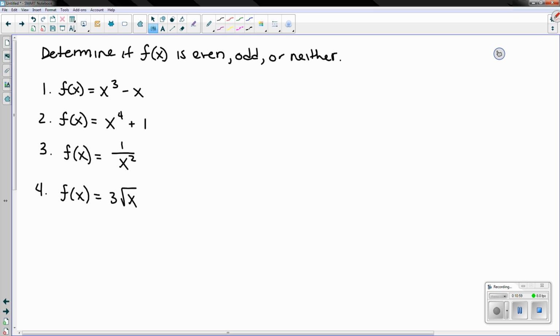So there's a basic overview of the definition for even and odd, and some examples on how to verify whether or not you have even, odd, or neither using the definition through algebra.